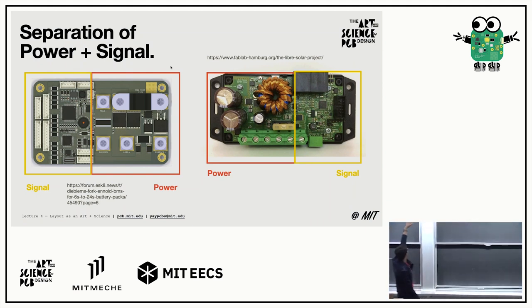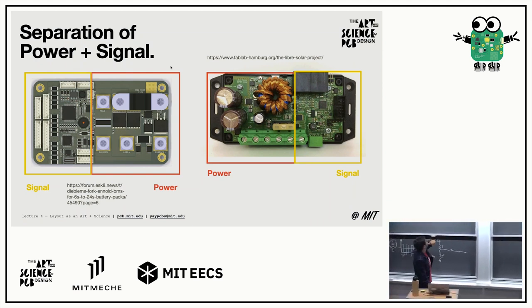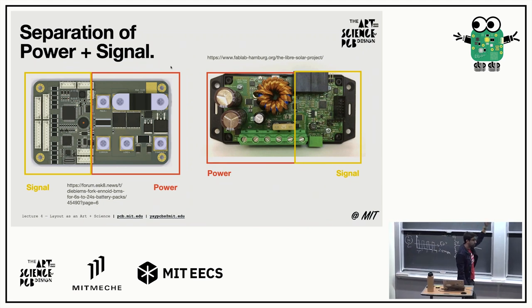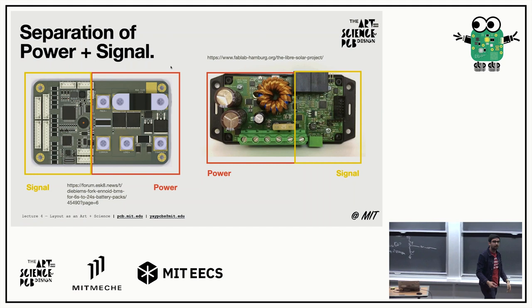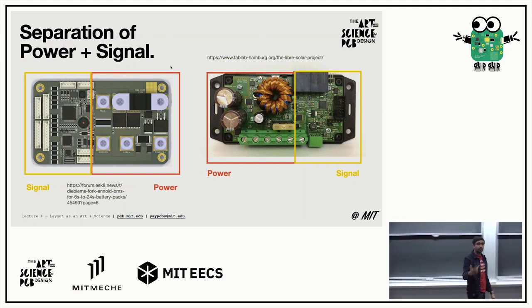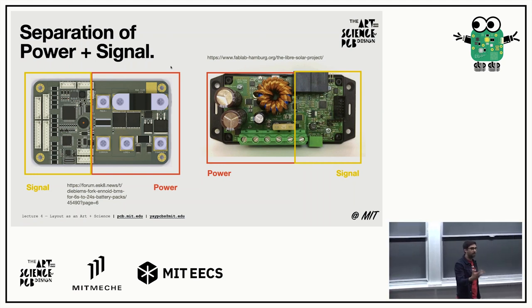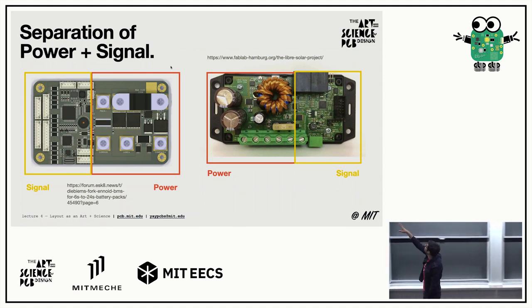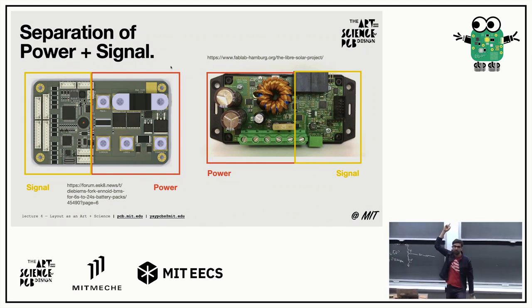And then on this side of the board is where the microcontroller lies, all of the capacitors, and all the things that read voltages. So I have a battery, I want to read the voltage, I want to read the current, I want to read all this information about what the battery is doing and then make decisions based on that. That lives on this side of the board completely separate from where my power is. Does that make sense? Cool.